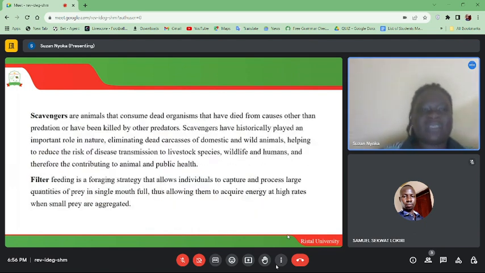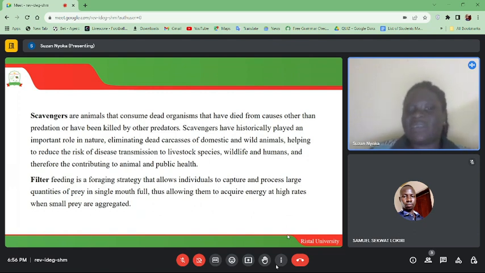Next is scavengers. Scavengers are animals that consume dead organisms that have died from causes other than predation or have been killed by other predators. Scavengers have historically played an important role in nature, eliminating dead carcasses of domestic and wild animals, helping to reduce the risk of disease transmission to livestock species, wildlife, and humans, and therefore contributing to animal and public health.